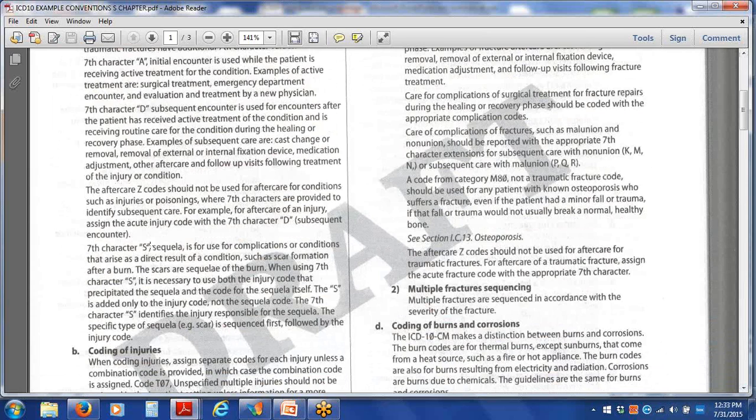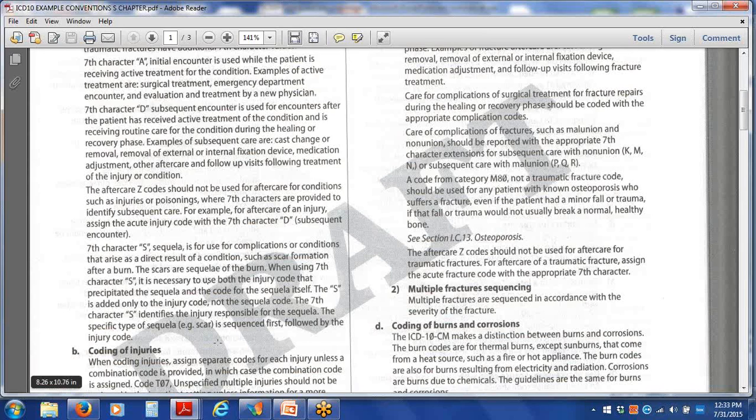It gives you important information on the sequela, with an example of what a sequela is. It's a late effect, meaning a scar formation after a burn. So the scars are the sequela, or the late effect, of the burn. When using the seventh character extension, it's necessary to use both the injury code that precipitated the sequela and the code for the sequela itself. So you have to use two codes.